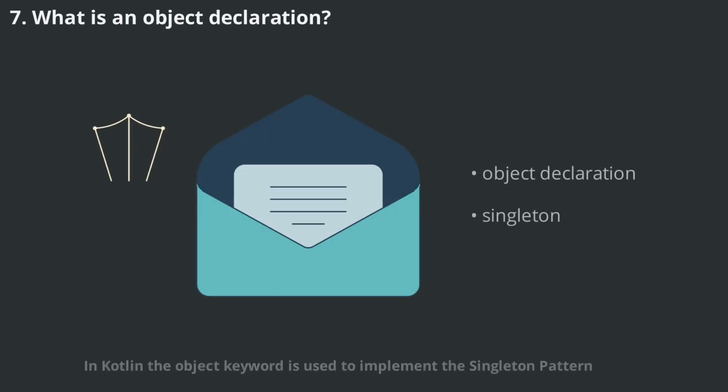In Kotlin, the object keyword is used to implement the singleton pattern. When you declare an object, Kotlin ensures that only one instance exists throughout your application. This provides a global access point, making it easy to manage shared resources. Think of it like the Earth's moon: there's only one, and everyone interacts with the same instance.